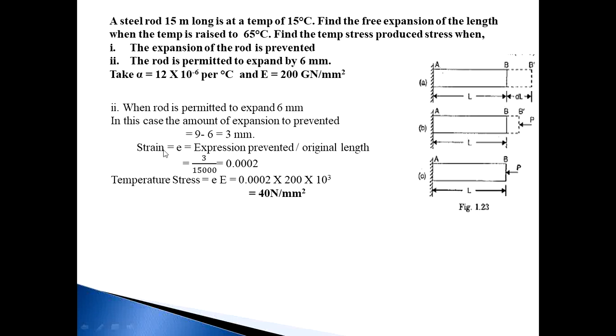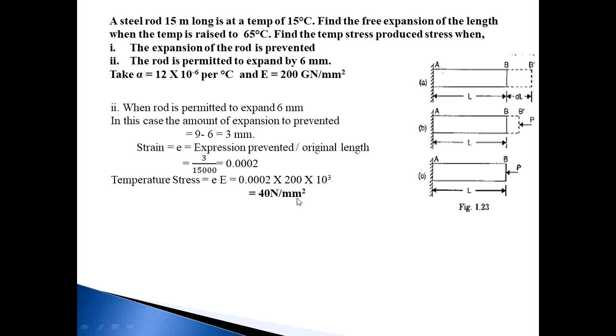So strain is equal to expansion prevented divided by original length. The expansion prevented is 3 mm and the original length is 15 meters, that is 15,000 mm. So strain is equal to 0.002. And the temperature stress, we know, is strain into Young's modulus E. So the strain value is 0.002 into 200 into 10 raised to 3. So stress is 40 Newton per mm square.